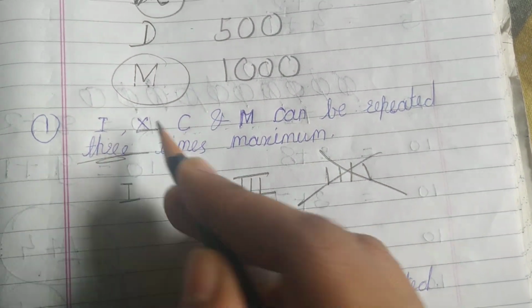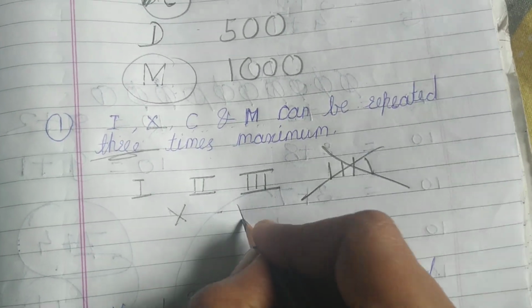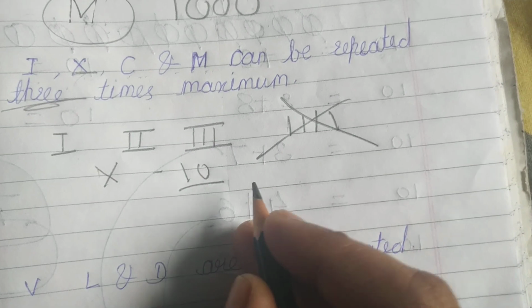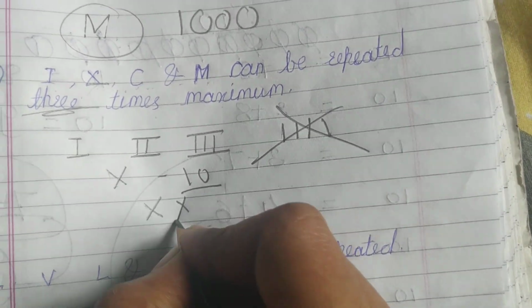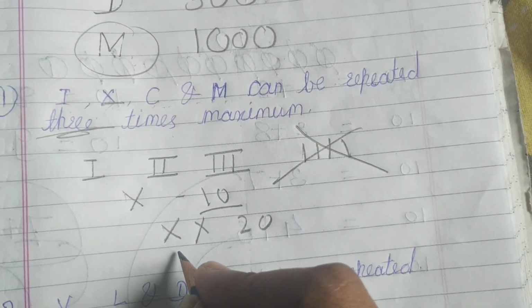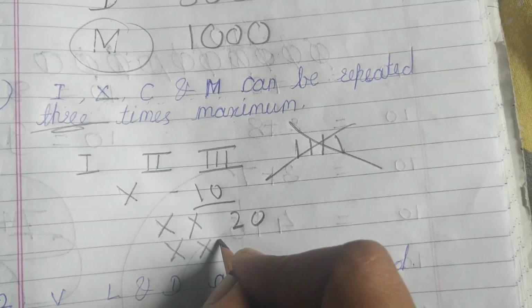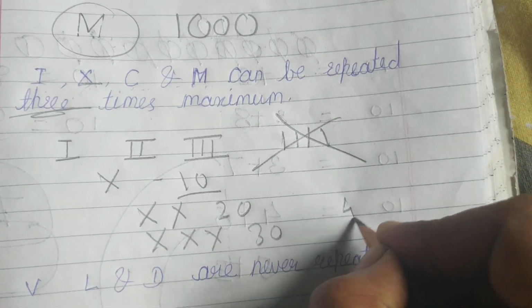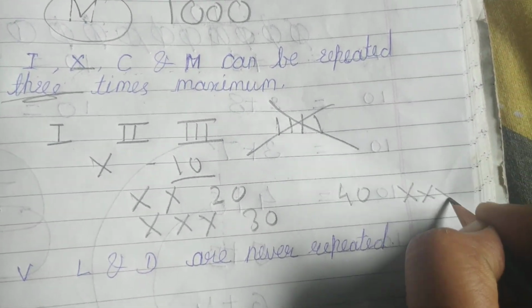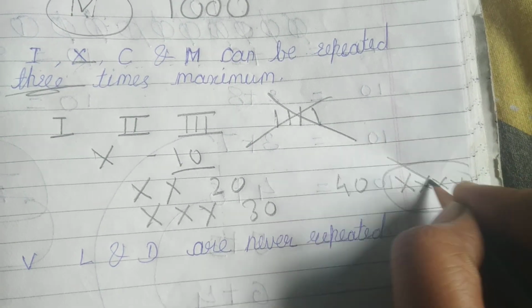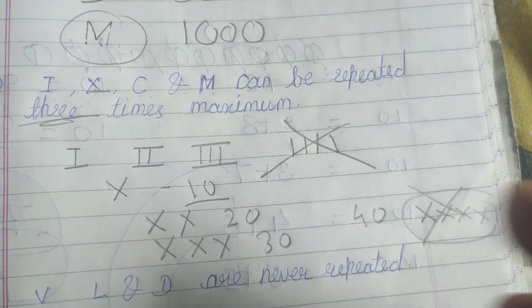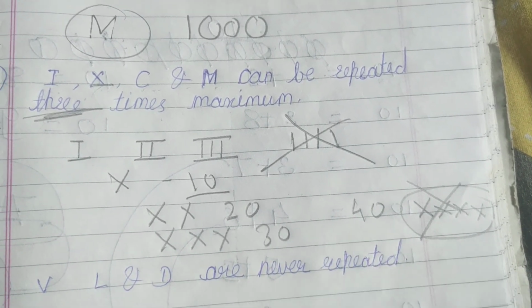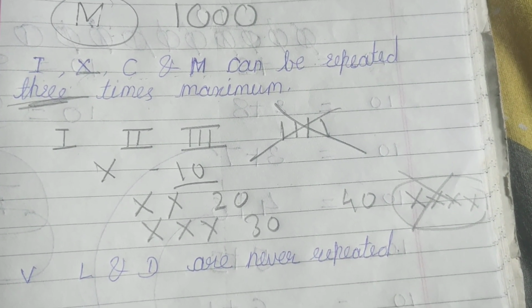For example, X. X stands for 10. This is 10. If I want to write 20, I can write XX. If I want to write 30, I can write XXX. This is 30. If I want to write 40, XXXX, I cannot write. Why? We can repeat this letter only 3 times, not more than 3 times.